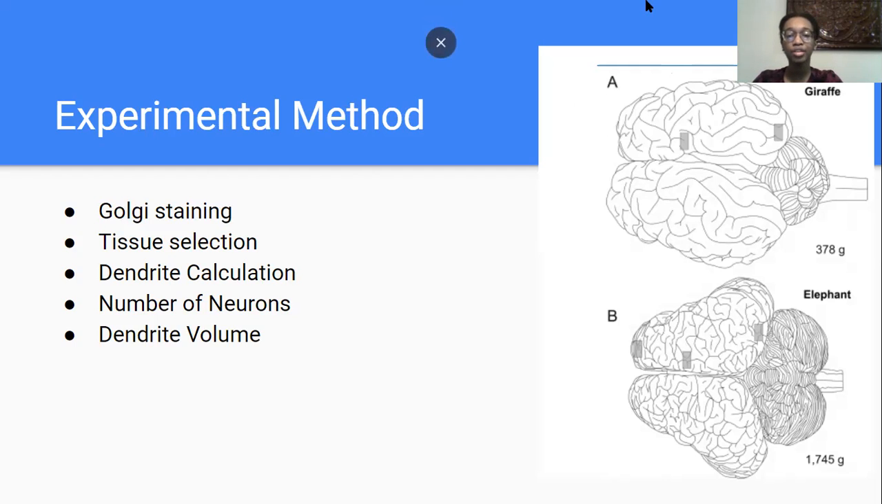So in the giraffe, you can see these two rectangles right here. Those are the places where the sample was removed. And in the elephant, it was these three. In this dorsal view picture, you can see that they removed more from the giraffe than the elephant. However, they used the right side of each in order to be able to do that.